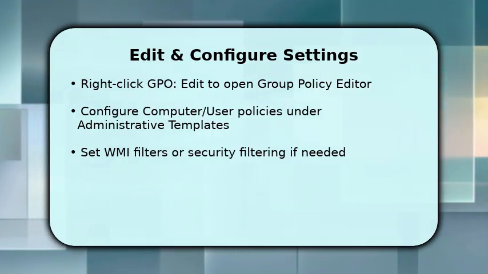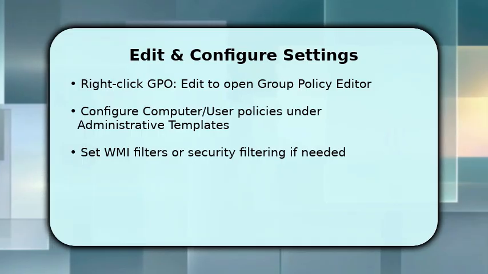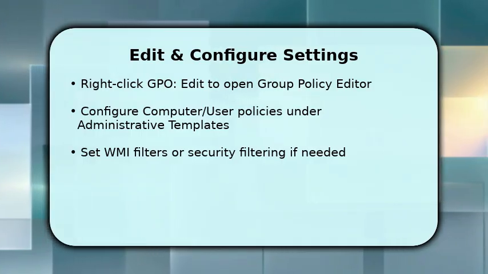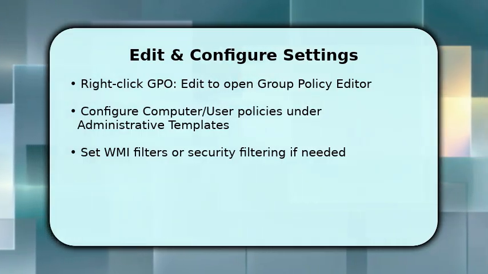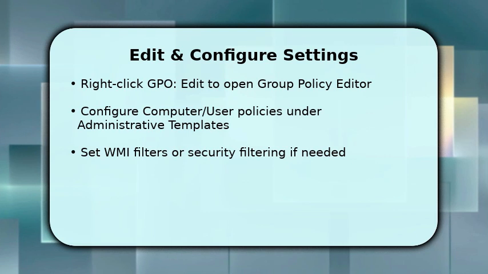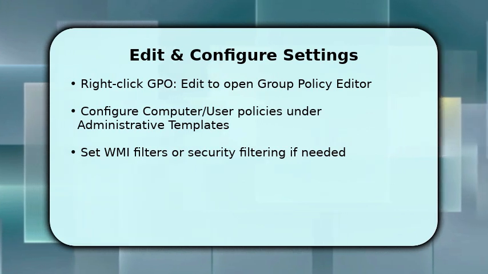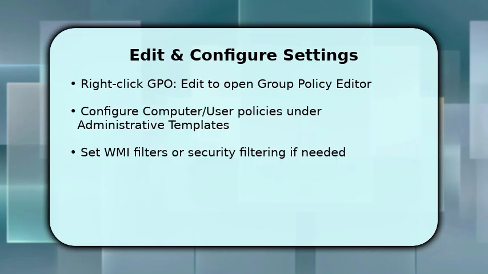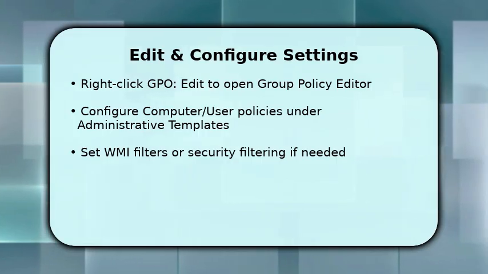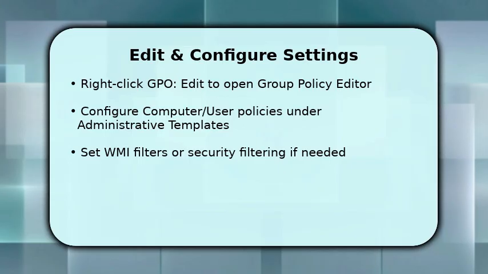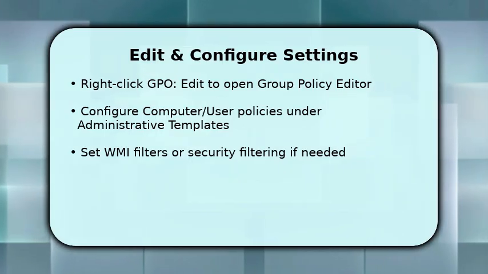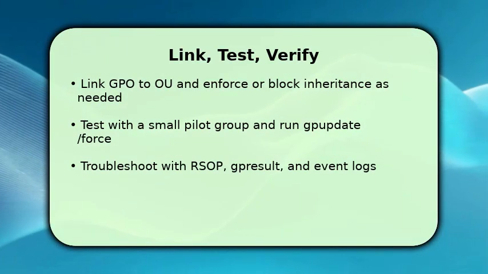If you need targeted application, add a WMI filter or adjust security filtering to apply only to certain groups or computers. Once done, close the editor and verify no conflicting settings exist by checking precedence and inheritance. Link the GPO to your chosen OU and decide whether to enforce it or block inheritance where necessary.